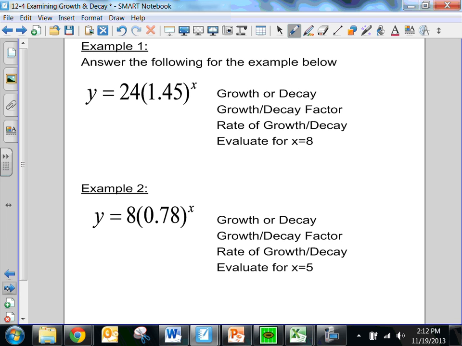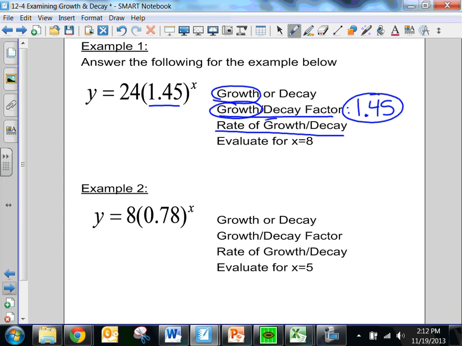Okay, so the very first thing you want to tell is what is it, growth or decay. This one is clearly growth because that number is greater than 1. So it's growth, and then it asks us for the growth or decay factor, and for this problem the growth or decay factor is 1.45. Then it asks us what the rate of growth or decay is. This one was growth, and this is growth again, so we only need to answer that once.